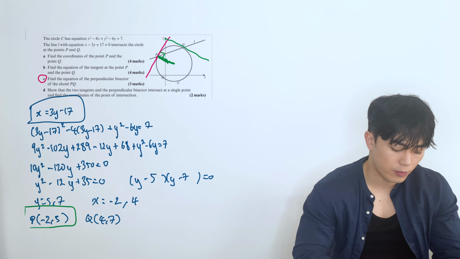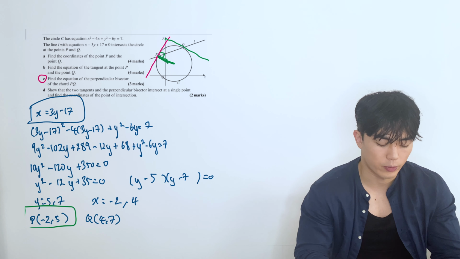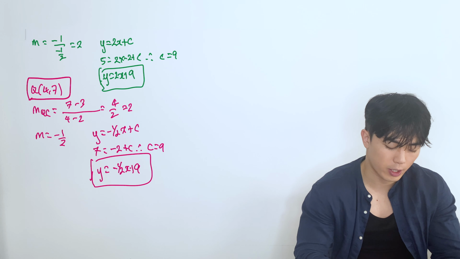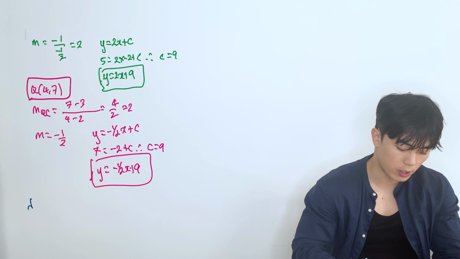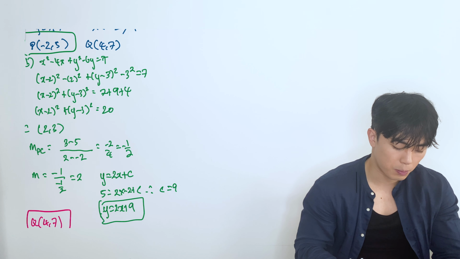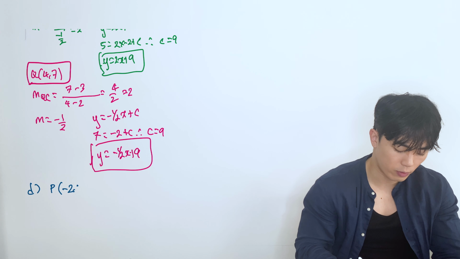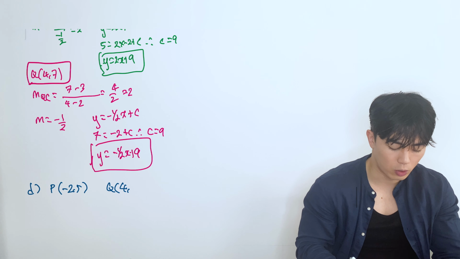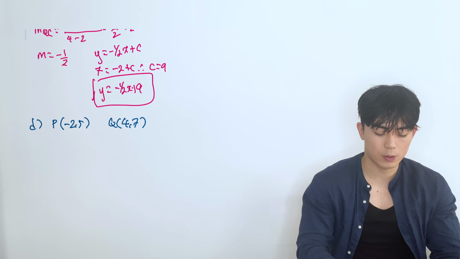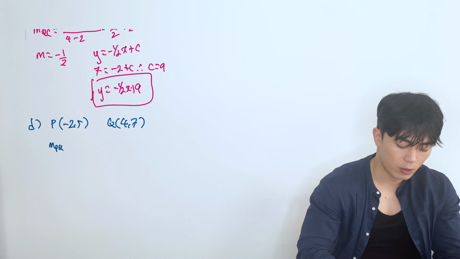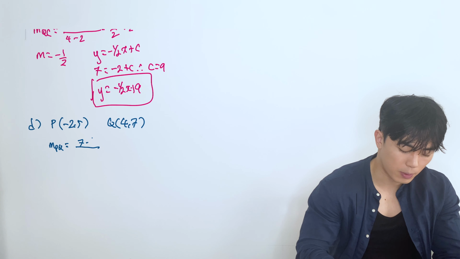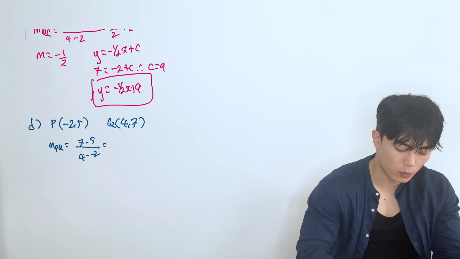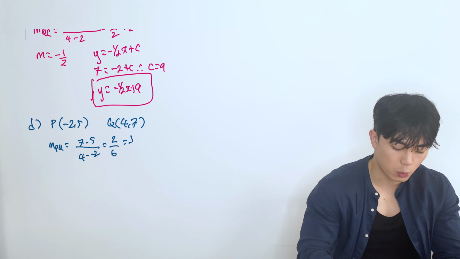Okay, looking at part C, find the equation of the perpendicular bisector of the chord PQ. So for perpendicular bisectors, once again, we need to find the gradient first. So P was (minus 2, 5), and Q was (4, 7). So we need to find the gradient first. So m PQ, we'll call it, is (7 minus 5) over (4 minus minus 2), 2 over 6, which is 1 over 3.